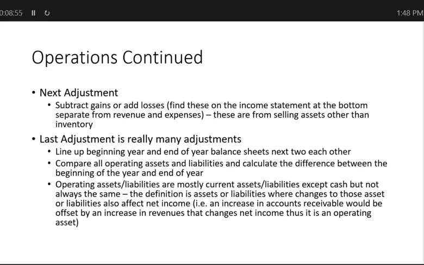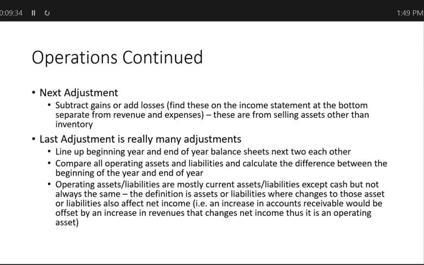Usually it's current assets, but that's not a perfect definition. But if we have a question about whether an asset is operating or not, then we will assume it is an operating asset if it's a current asset, and an operating liability if it's a current liability. Okay? But the true definition of an operating asset or liability is one where the change in that asset or liability has an impact on net income.